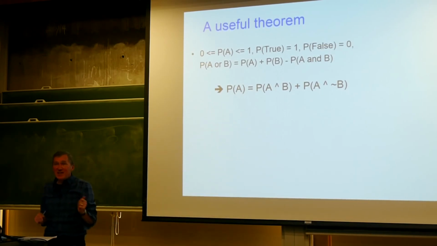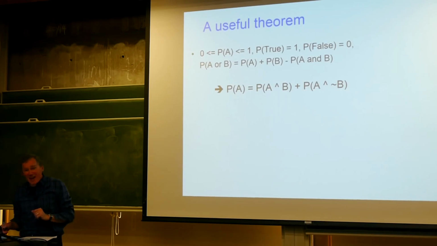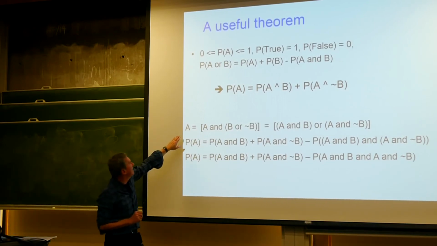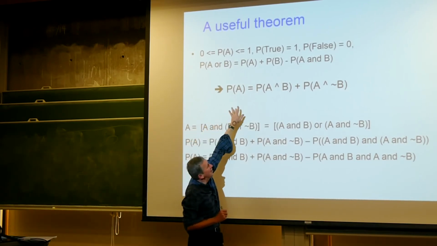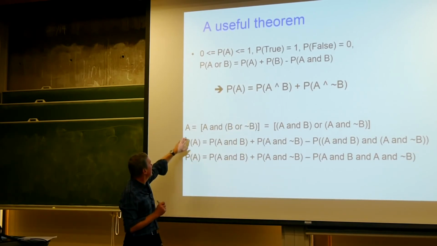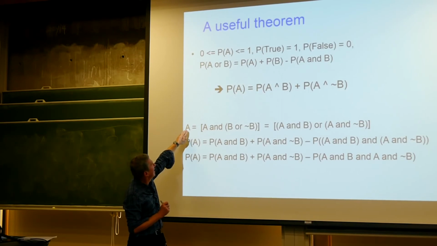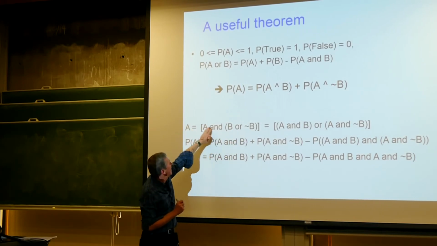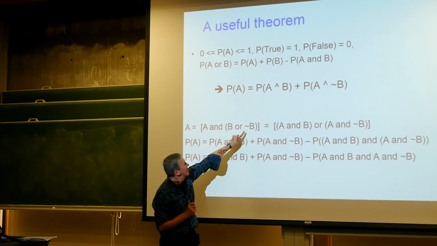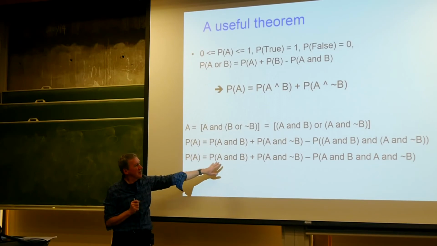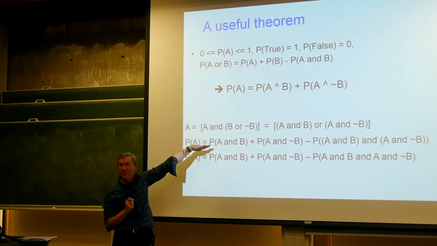The proof is actually easy. You could do it yourself as an exercise. I give it here. It's just based on the idea that if A and B are Boolean variables, then we just use the rules of Boolean logic to start out by saying A must be equal. If A is true or false, a Boolean variable, then it's just equal to A and B, or not B. And then there's some arithmetic that allows us to re-express this and prove it.